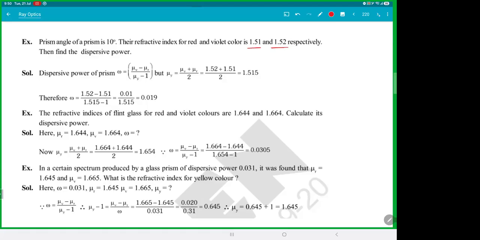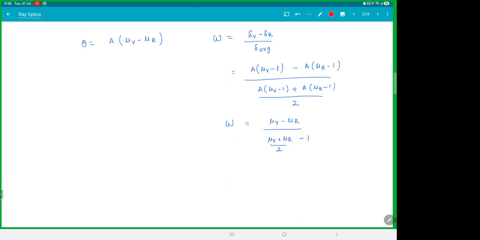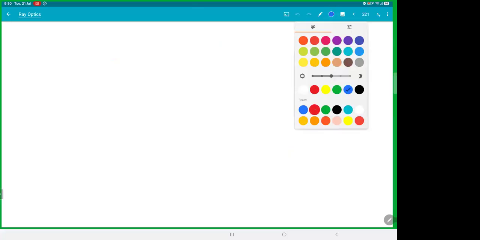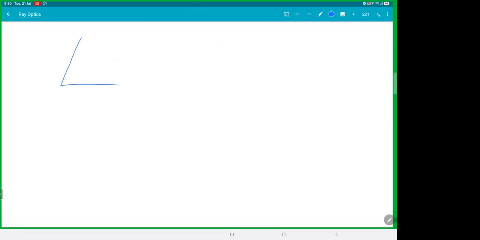Straightforward formula substitution. You know the formula, dump it, you'll get your answer. So these are the 2 main formulas, the dispersive angle and the dispersive power. Now in this, there are 2 cases. If you take a prism and keep it upright, or if you take a prism and keep it inverted.